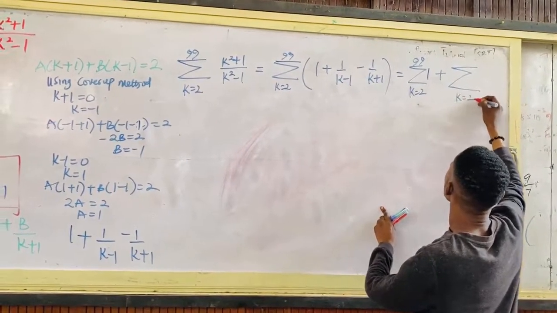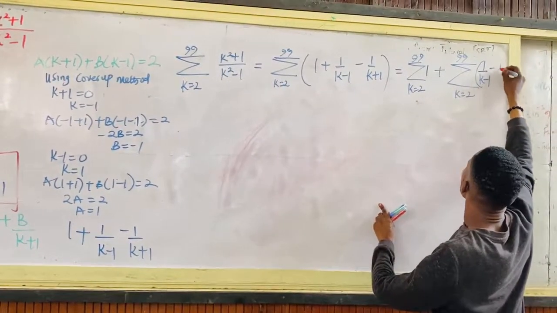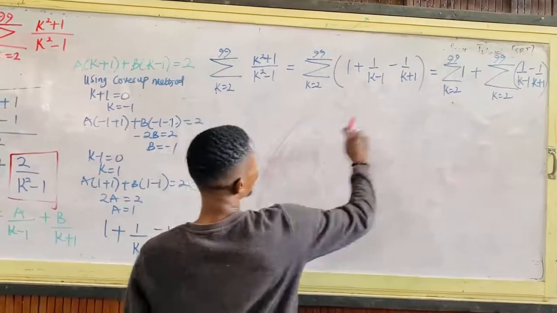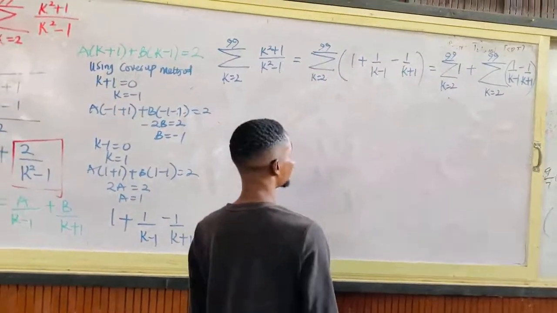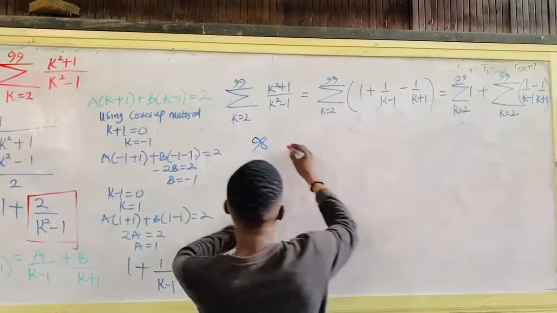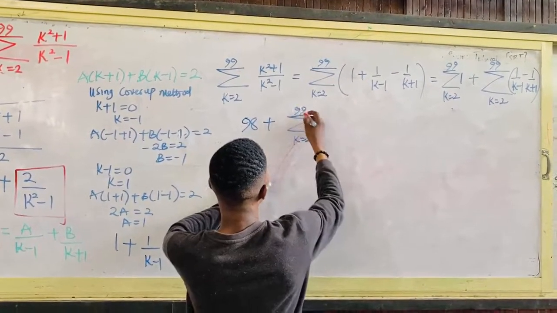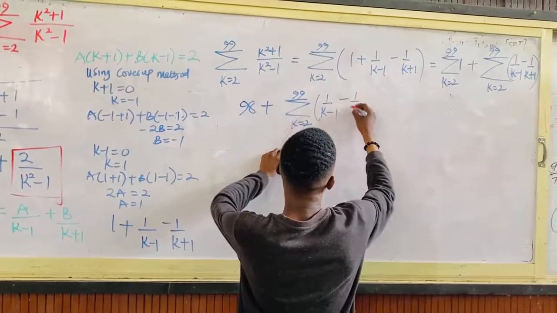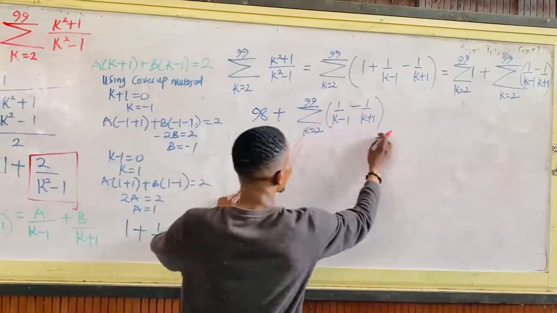the sum from k equals 2 to 99 of 1 over k minus 1 minus 1 over k plus 1. Now what is this? This is from 2 to 99, and it is a constant, which is 1. That's 99 minus 1, which is 98, since we start from 2. So 98 plus the summation from 2 to 99 of 1 over k minus 1 minus 1 over k plus 1. Now let's find the sum of this term.